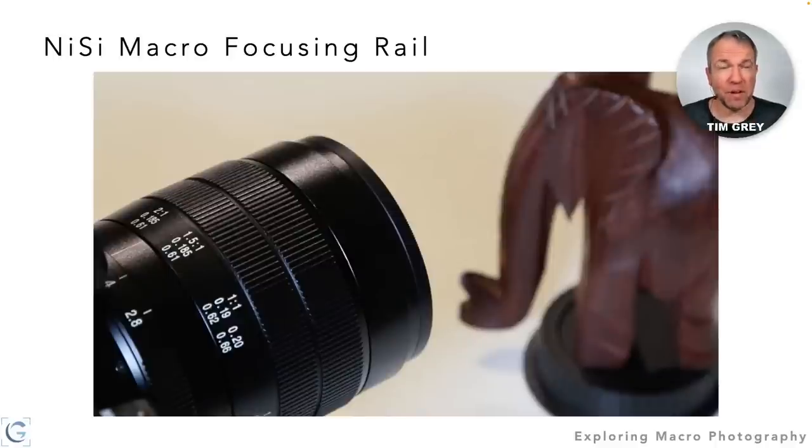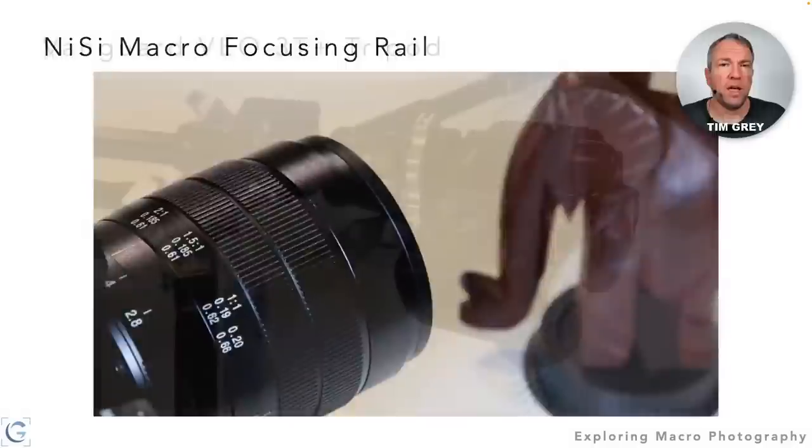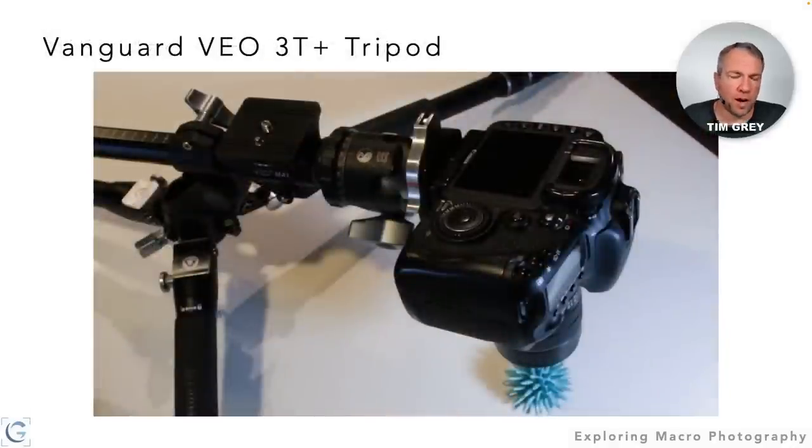Now, taking that a step further, I mentioned tripod. I have acknowledged more than once that I tend not to use a tripod, but when it comes to macro photography, a good camera support really is invaluable. And so a focusing rail is a great way to start, even just tabletop photography with a focusing rail, but also a tripod.